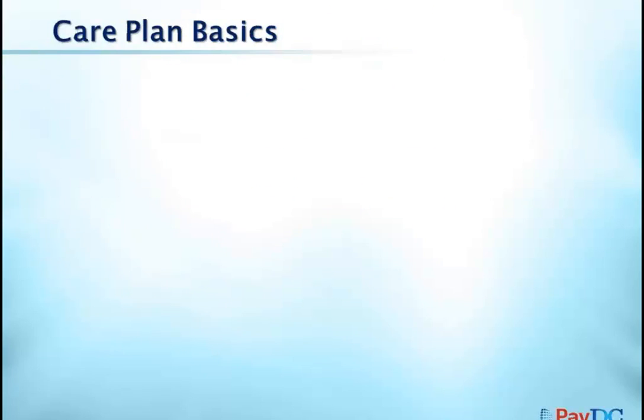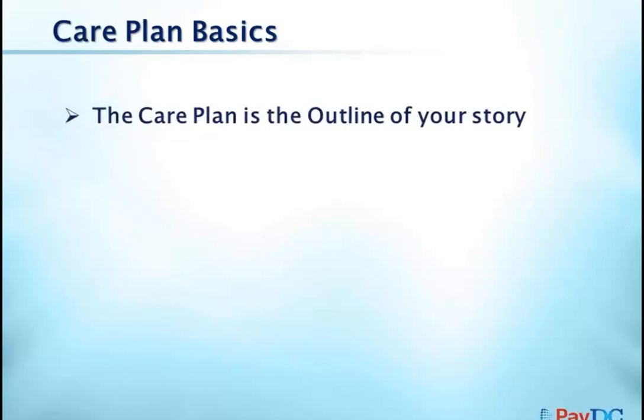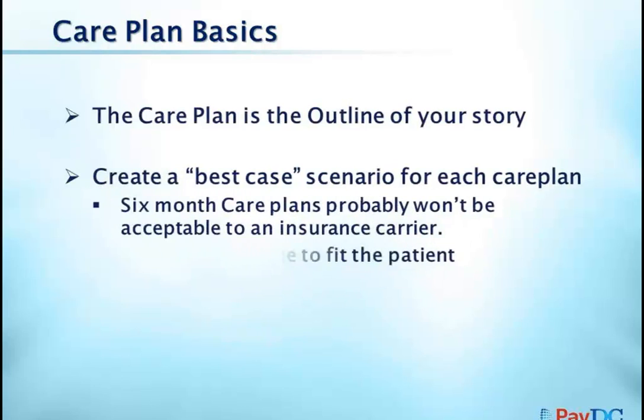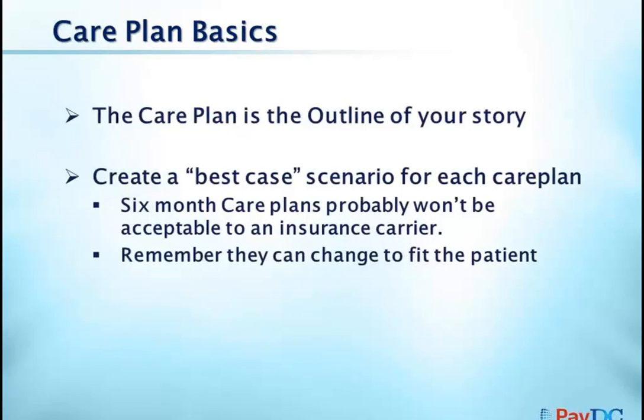Okay. So what are some of the basics of our care plan? First of all, it's the outline of the story. I think we've talked about that. Best case scenario, 6 months, not acceptable. Keep them short and sweet to start. And patients can evolve over time. You can have a 1-week care plan if you want to. Just remember, at the end of that week, you need to update it if you continue seeing that patient. And care plans can change to fit the patient.